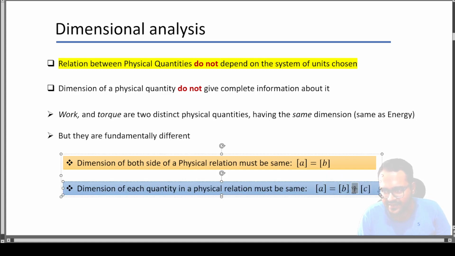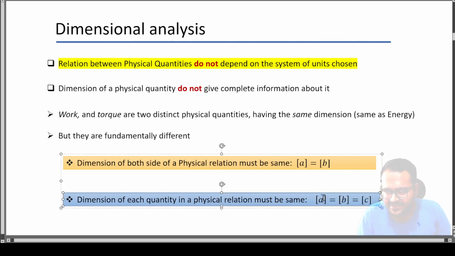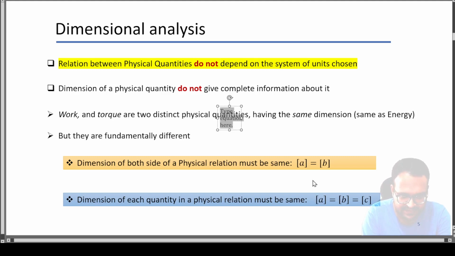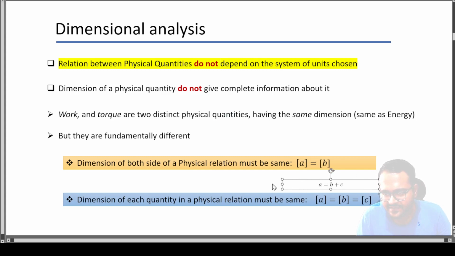So I think this is a misunderstanding there. So I should insert another equation. Say if A equals B plus C, then the dimension is like this.